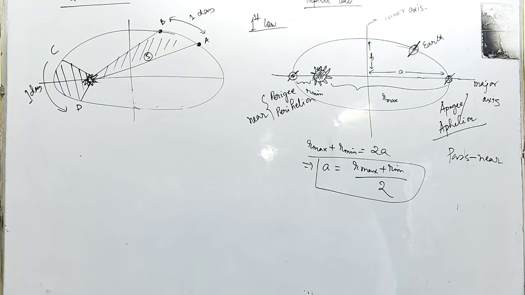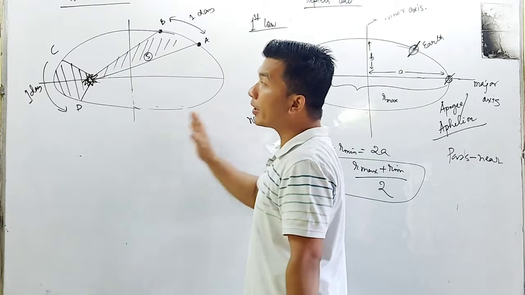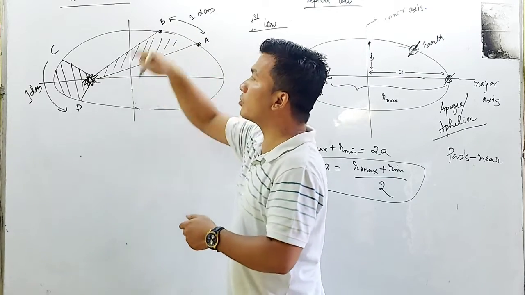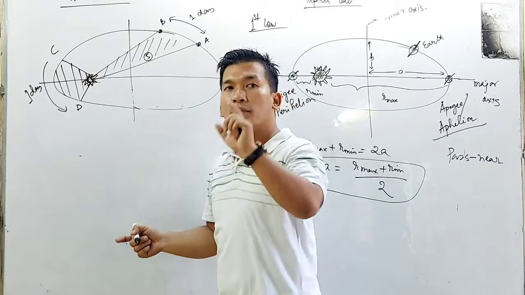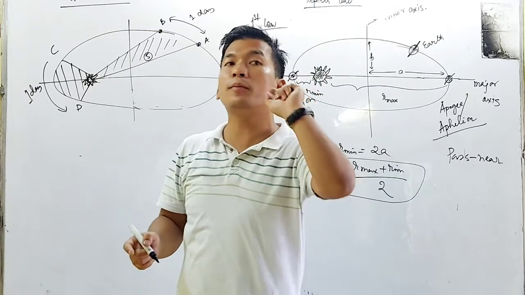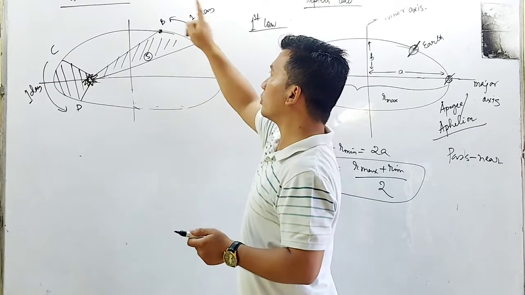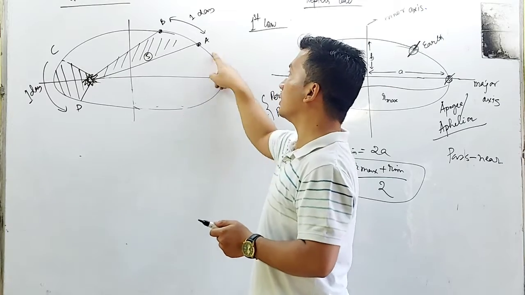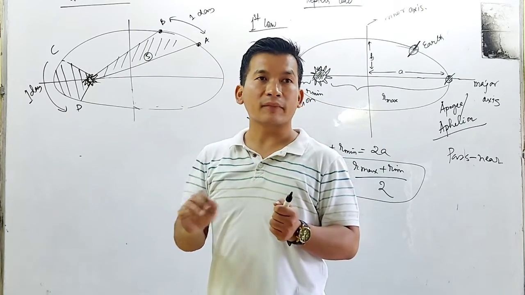Let us come to the conclusion in the easiest way. The planet will be revolving around this elliptical orbit, and it will possess angular momentum. The angular momentum here, here, here, and here will be constant. Do you get the concept here? Understood?